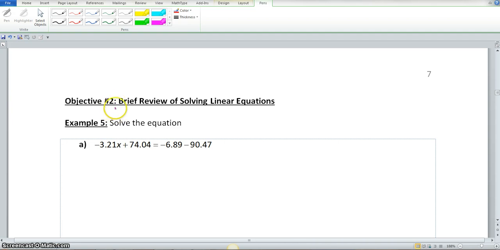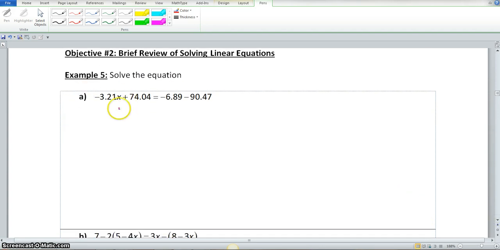Okay, now we come to our objective 2, a brief review of solving linear equations. Example 5, solve the equation. Now the first thing we have to determine is, what are we solving for? And as we can see here, we're solving for x. So we need to get x by itself. Now there was a problem here on example 5a. This -6.89 is supposed to have an x with it. I know it does not show up in your course pack. However, you need to add that in.